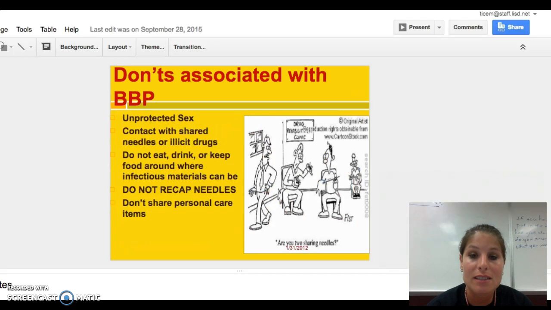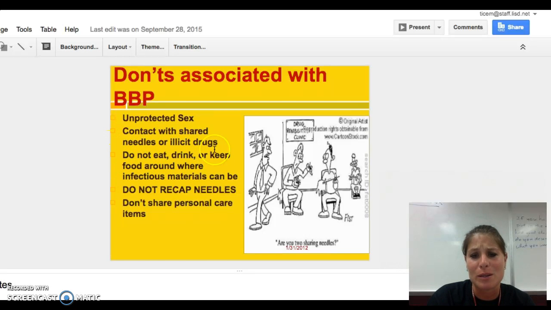And the don'ts: please do not have unprotected sex, okay? You don't know what the other person has, and you might not even know if you have come in contact with something. You do not want to share needles. Sharing needles is just asking for trouble.